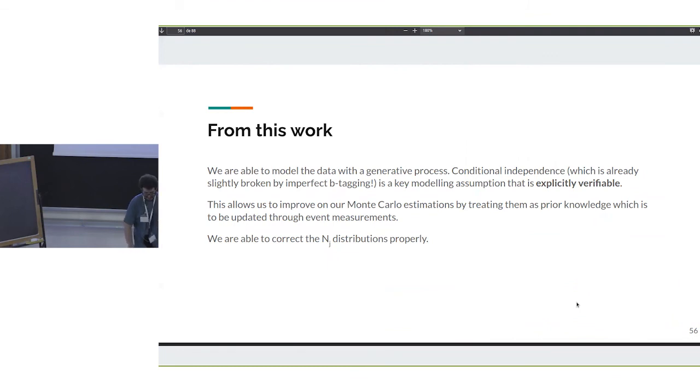Anyway, so for this model, from this work, what we are able to do is to model the data with a generative process. So we assume conditional independence as a modeling assumption that is explicitly verifiable, and we can show that this could improve the Monte Carlo estimations by treating them as prior knowledge and updating them using the measurements. And we are able to correct the light jet distribution, at least the central values, properly. It would be better to have a more physical distribution, but that's something that the incorporation of B-tagging should make a bit better as well.